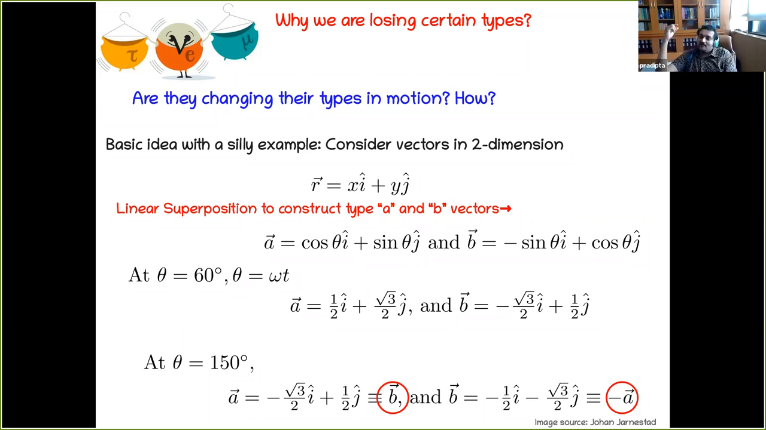So what is the reason behind this apparent change? A goes to B and B goes to minus A. It is the time evolution. If I observe something at a certain instant and then at a later instant, I can see as if they are changing into one another. This is, as I said, a very simple example, just for a school-level student. But this is the very basic idea of neutrino oscillation.